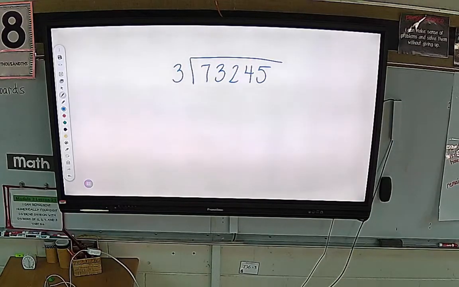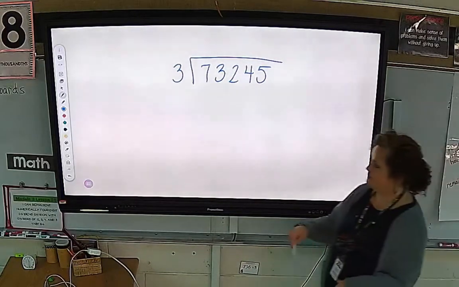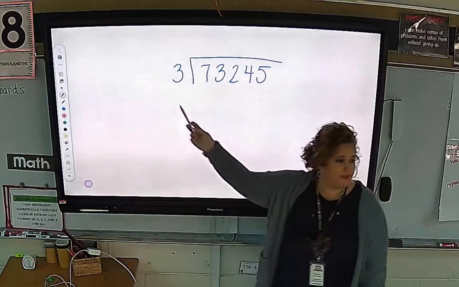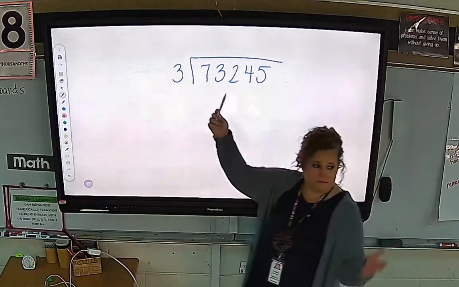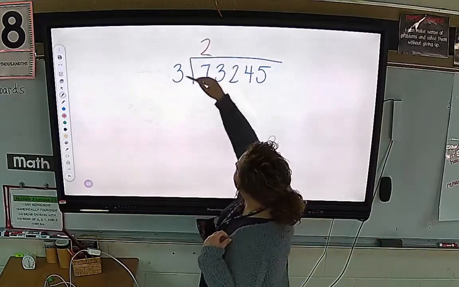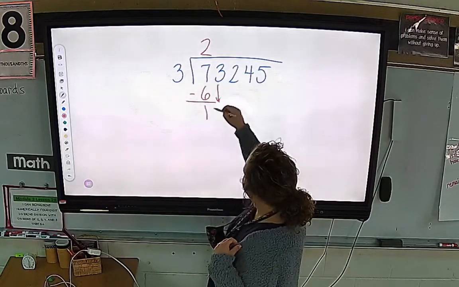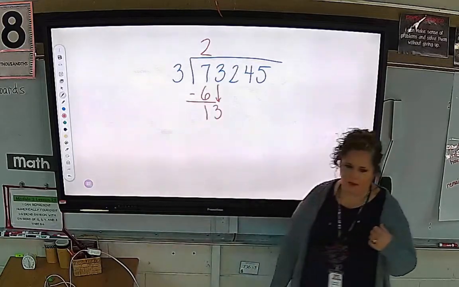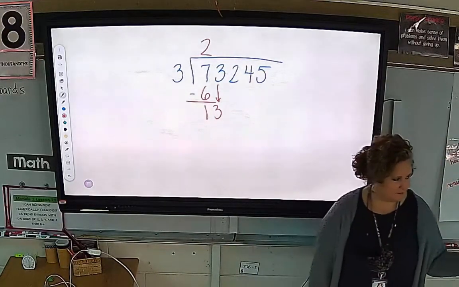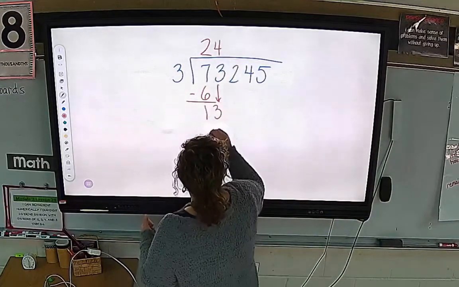I'm gonna jump in here and start doing this with you, but do check your work with mine. How many 3s can we get out of 7? 2. How many 3s can we get out of 13? 4. 3 times 4 is 12.